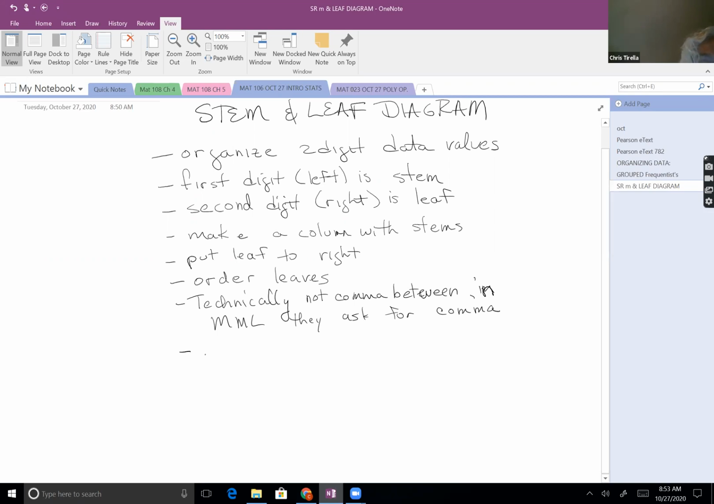And it's usually important that you put a key to clarify something like class value, place value.